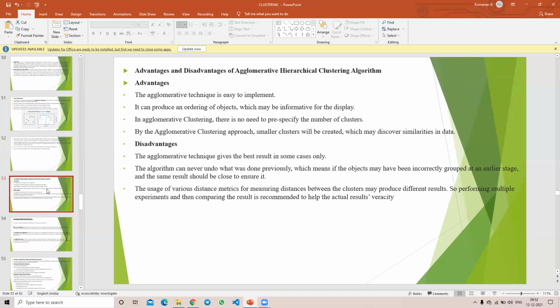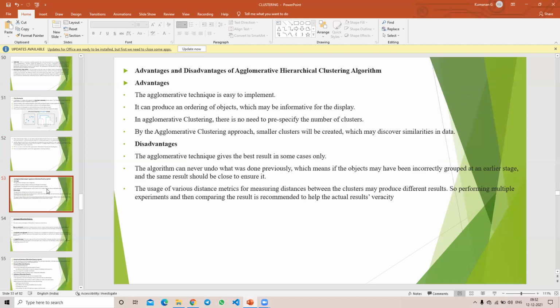Here are the advantages and the disadvantages of the agglomerative hierarchical clustering algorithm. Advantages: the agglomerative technique is easy to implement. It can produce an ordering of objects, which may be informative for the display. Next, in agglomerative clustering, there is no need to pre-specify the number of clusters. By the agglomerative clustering approach, smaller clusters will be created, which may discover similarities in data.